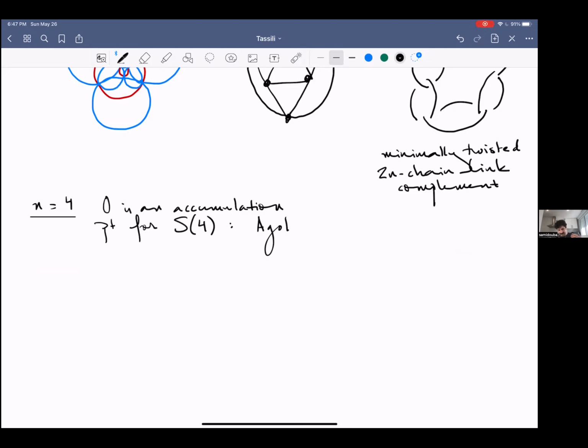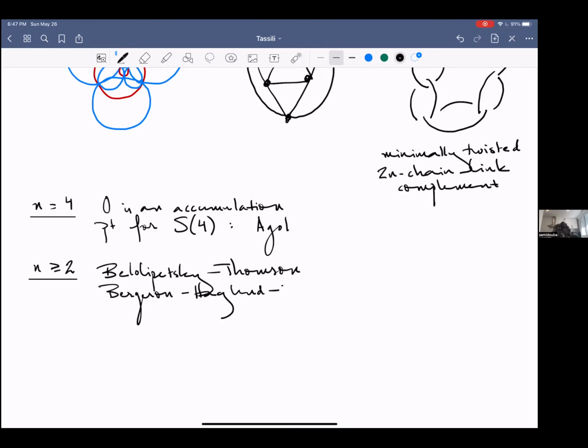But in fact, Agol's strategy was then pushed into all dimensions. The same argument works in every dimension, independently by Belolipetsky-Thomson, and Bergeron, Haglund, and Wise. I think both at the same time. I can't remember when this was, 06. This was 2011.